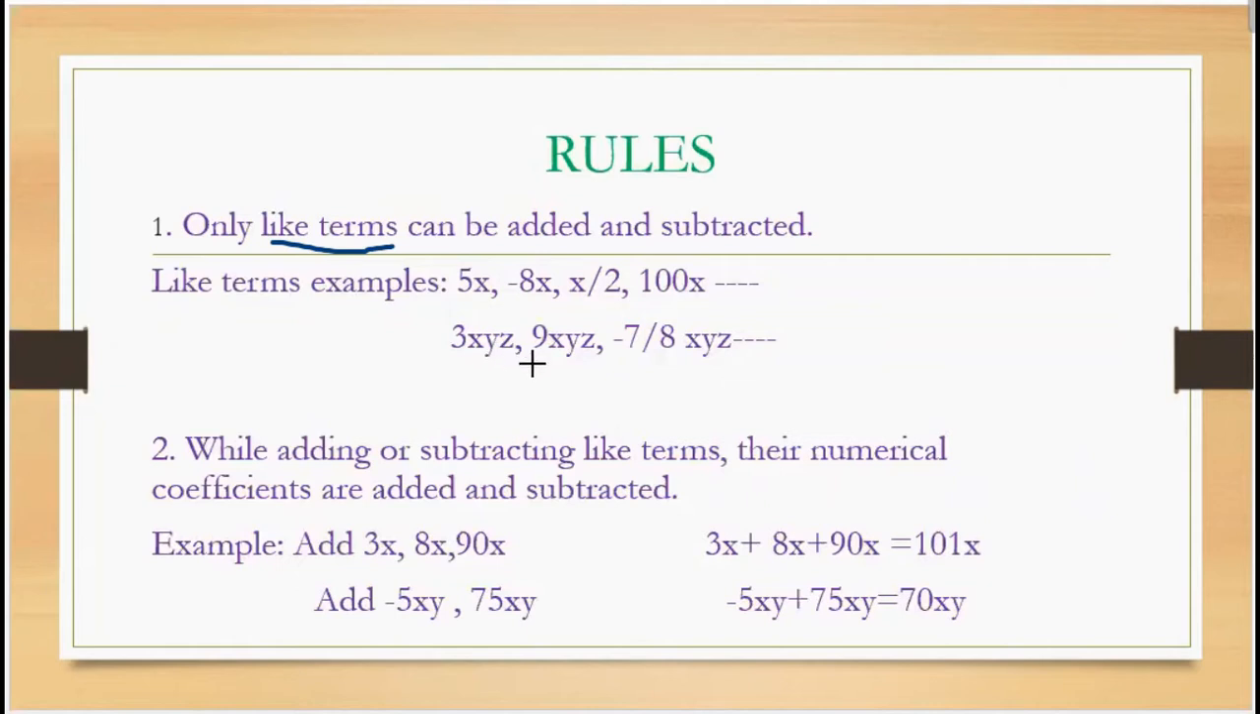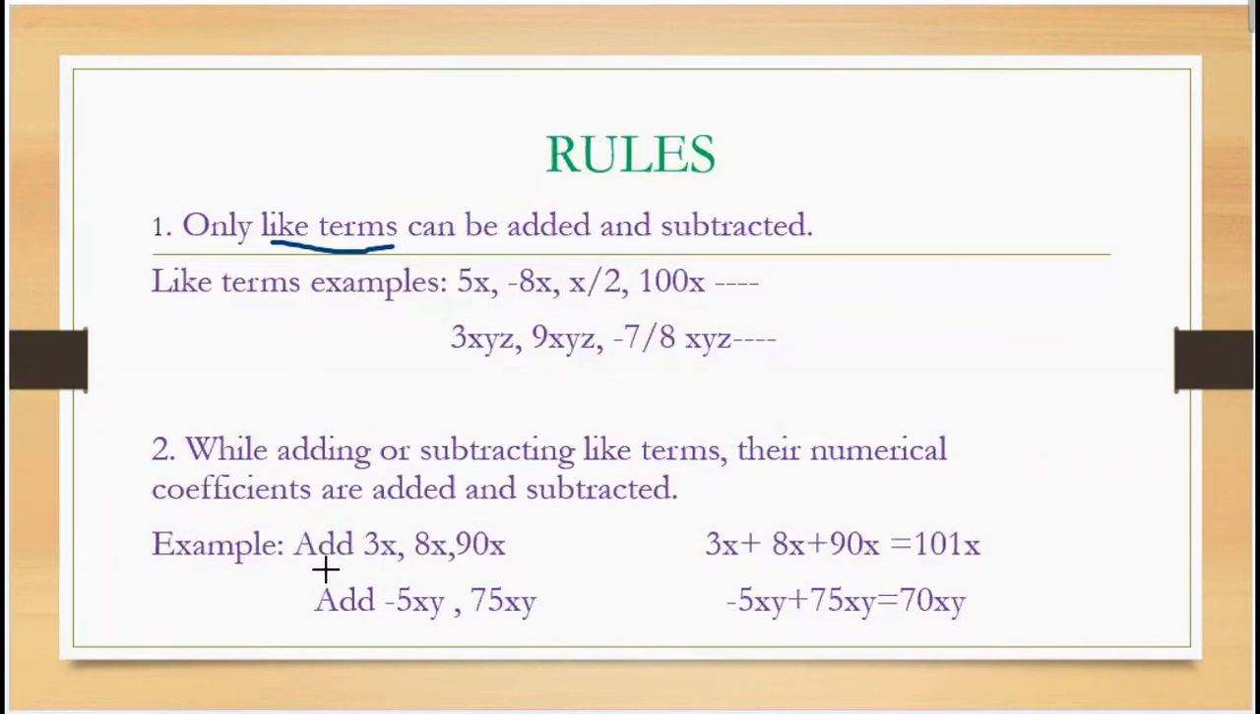Then 3xyz, 9xyz, minus 7 by 8 xyz. Here variables are xyz. So these are like terms. So only like terms can be added or subtracted. Second rule is, while adding or subtracting like terms, their numerical coefficients are added and subtracted. So while adding, first we observe that only like terms can be added or subtracted. Then once you group the like terms, only the numerical coefficients should be added or subtracted.